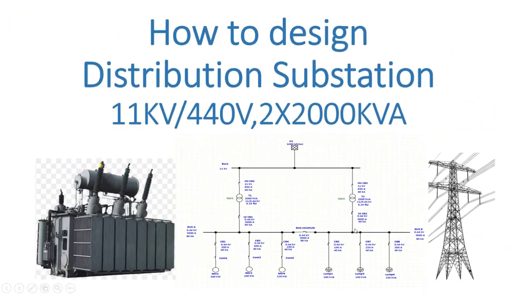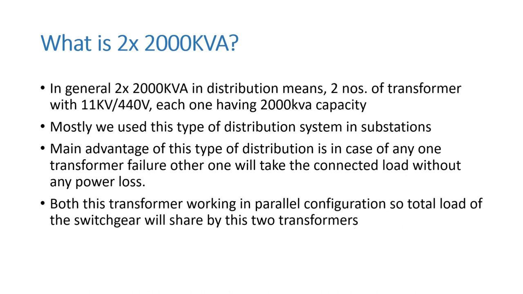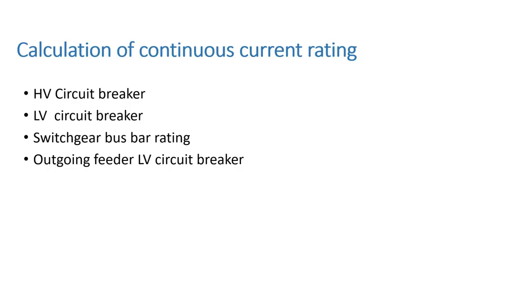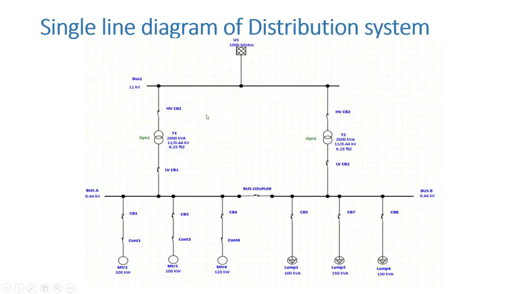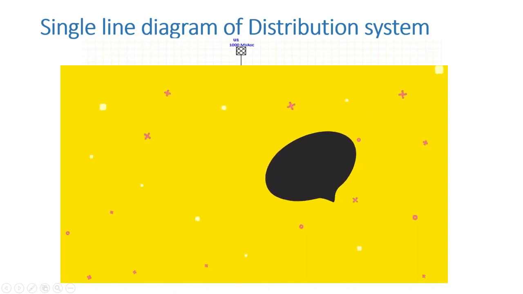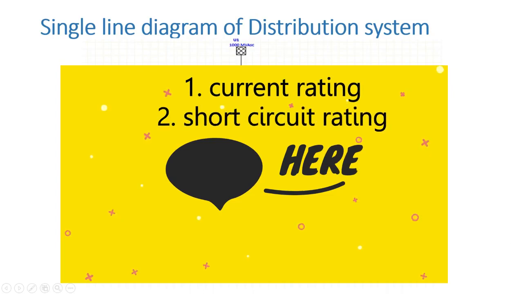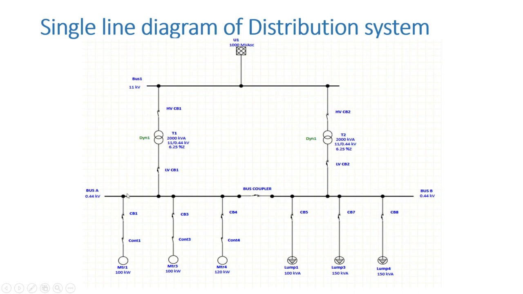In this video we will discuss what a 2 into 2000 kVA transformer is and how we can design a single line diagram for the distribution system. Also, we will calculate the individual current ratings of the circuit breakers, bus bar and all outgoing feeders, and we will calculate the short circuit rating of the HV circuit breaker, LV circuit breaker and bus bar. So watch this video completely for your understanding.